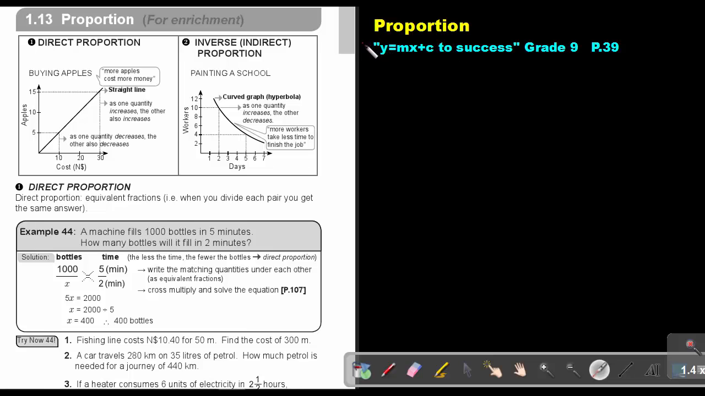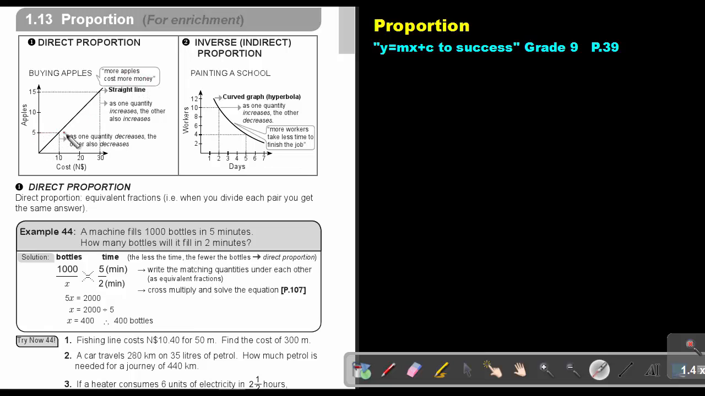Part 33, Proportion. You will find this on page 39 in the Namibia Mathematics Grade 9 textbook, Y equals MX plus C to Success. Let's first look at the two types of proportion. Direct proportion. Let's look at an example. Buying apples. More apples cost more money.